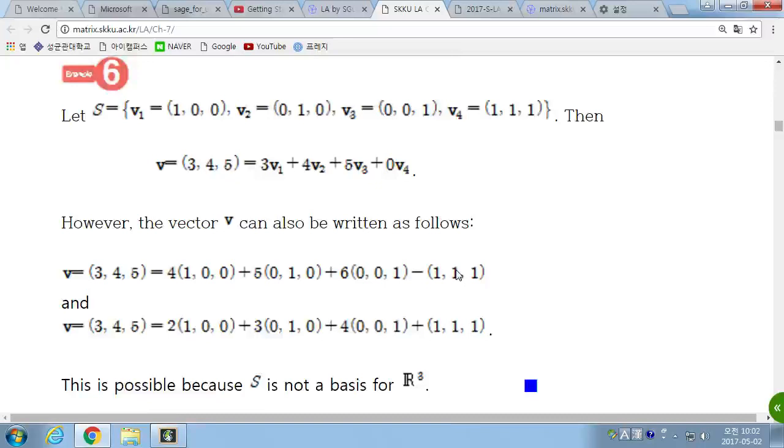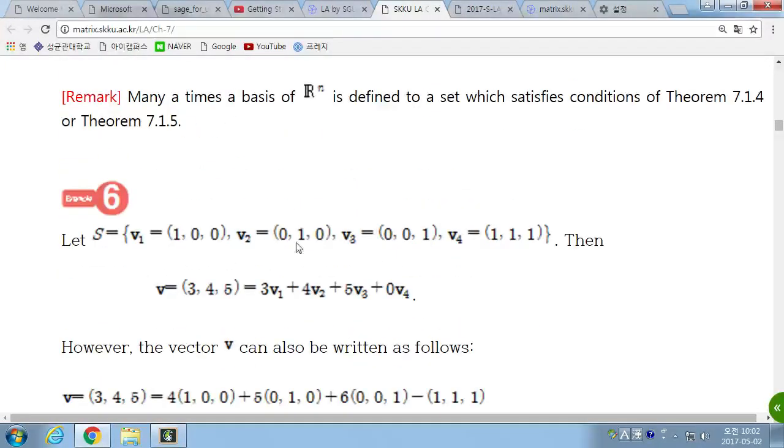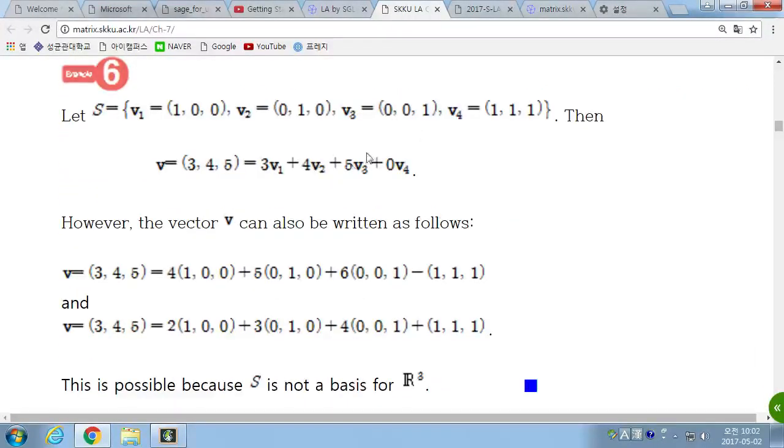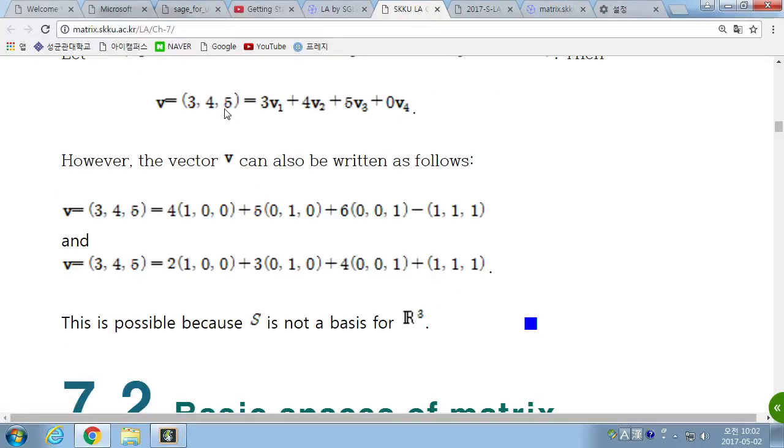Okay. And 이건 기저가 아니죠, 이거 R3 안에 4개가 있잖아요. 그럼 벌써 1차 종속이니까 기저가 될 수 없지. 기저가 아니니까 이 v를 이렇게 쓸 수도 있고 또 다르게 쓸 수도 있는 거죠. 여러 가지. 기저가 아닌 것들로는 1차 결합으로 여러 모양이 나타날 수가 있는 것이죠.